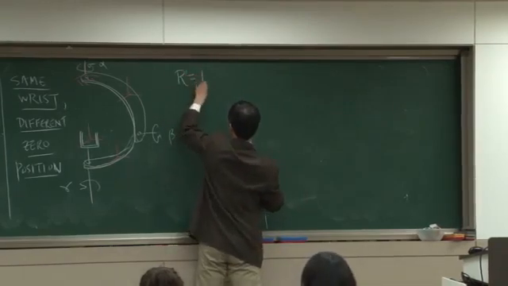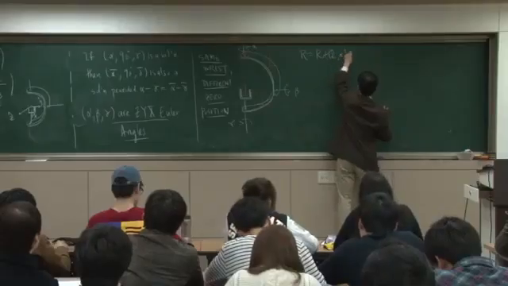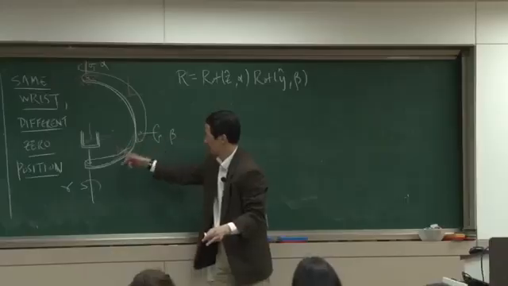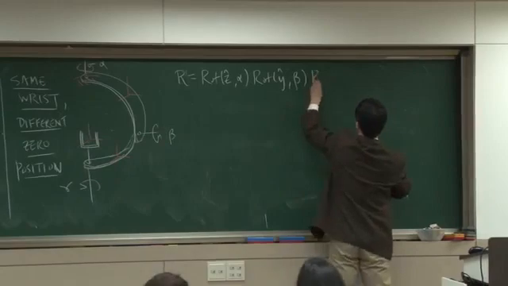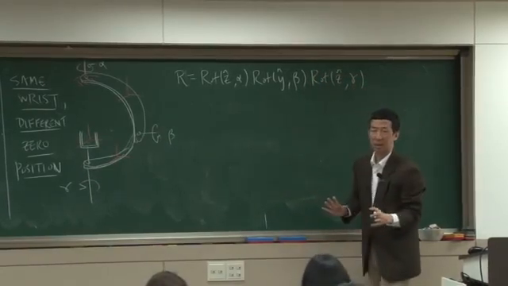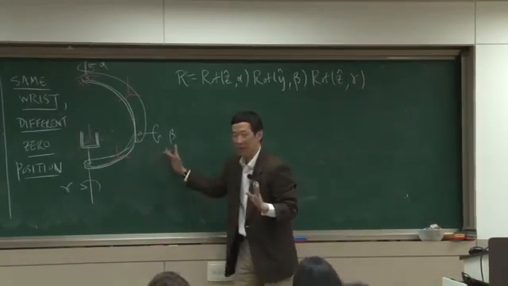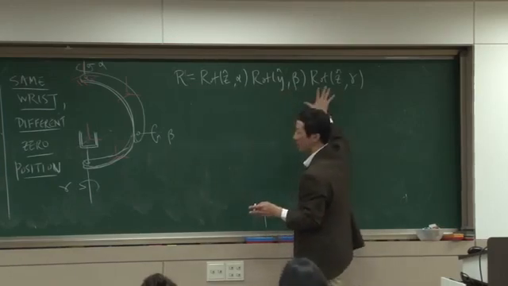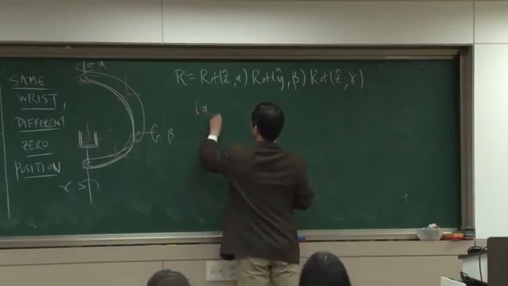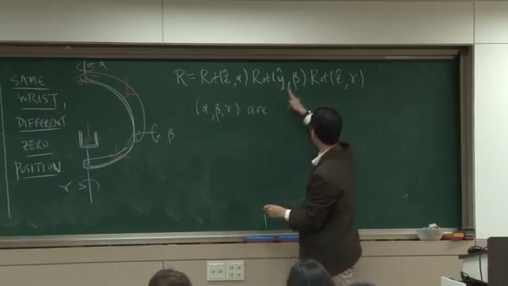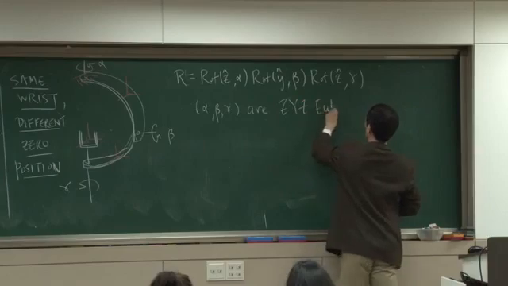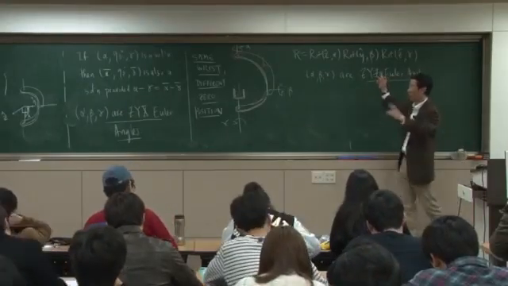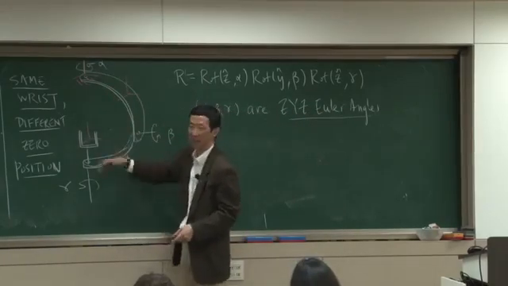I can say R is rotation about the z-axis by alpha, followed by rotation about the y-axis by beta, followed by, now here's where it changes, rotation about the z-axis by gamma. It's the same wrist, so we know that this wrist can reach any orientation, but the formulas now change a little bit. If I define alpha, beta, gamma in this way, these are called the ZYZ Euler angles. So we can have many different versions of Euler angles, ZYX, ZYZ, or whatever orientation you prefer.